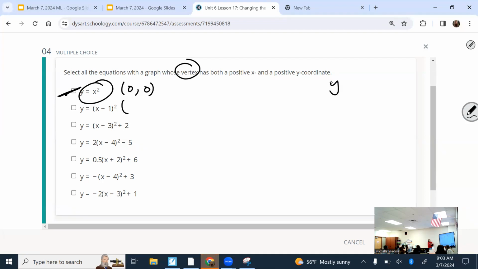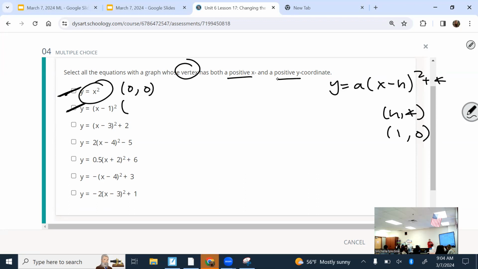Note that all of these are in vertex form. So if my vertex is given by (h, k), 1, 0 is my vertex. Again, the 0 makes it not positive or negative, the 0 is not. And we want them to be both positive if we're selecting them. Does that make sense?